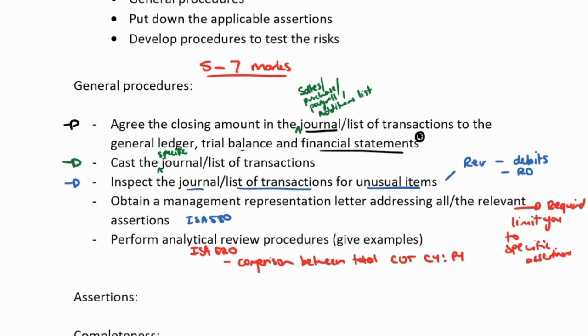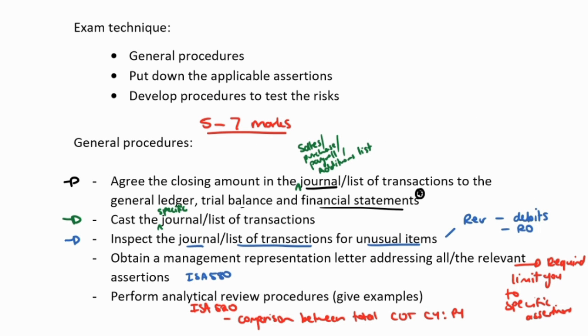Now my second step, I've said here, is you need to put down the applicable assertions. And again, it's the assertions that are relevant to this class of transaction, and or if the requirement has specifically limited you to specific assertions. So I put them down as headings so that I remember to test all of them. Therefore, I address all the risks. Otherwise, I know the procedures and the assertions I must test, but I forget to put them all down, and then I'm losing procedures and marks.